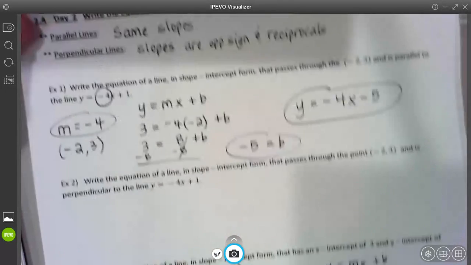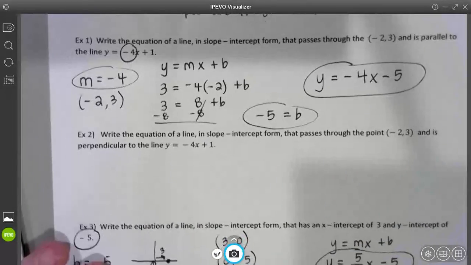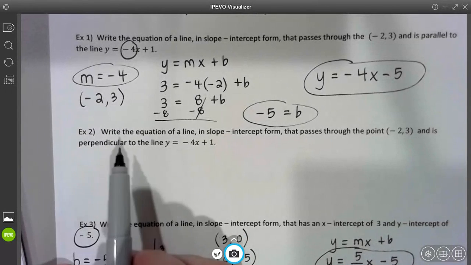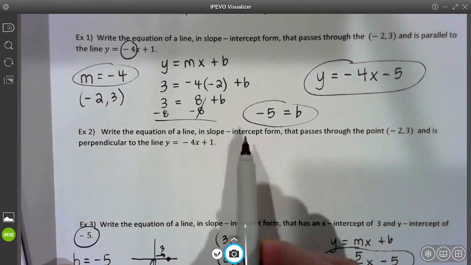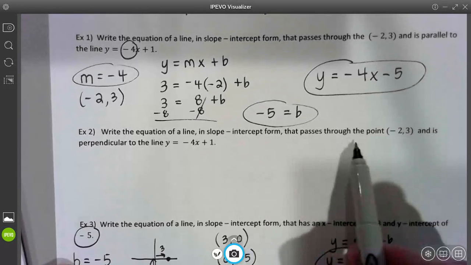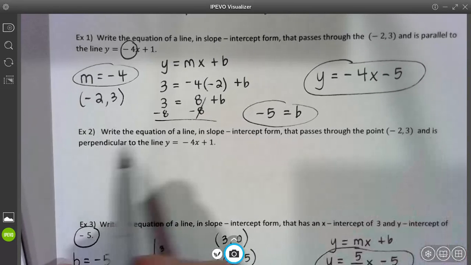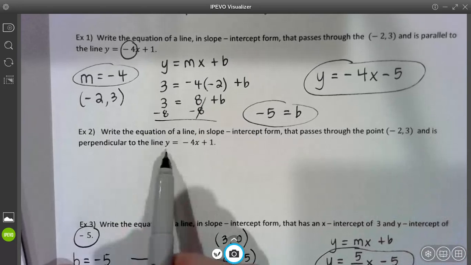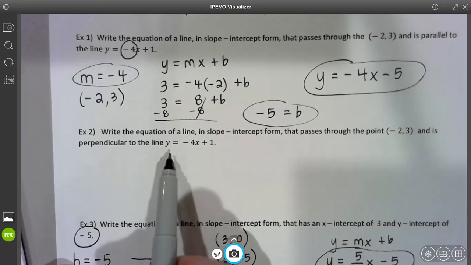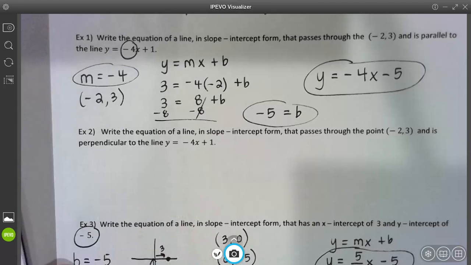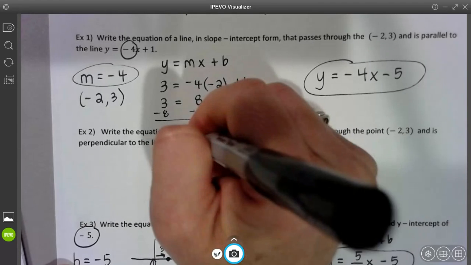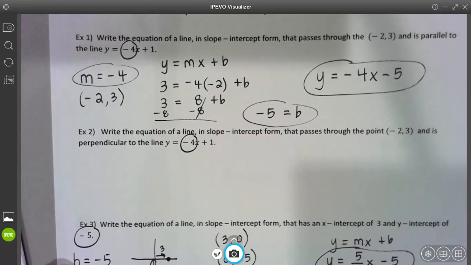All right, let's look at example 2. It's almost the exact same problem. All right, it says, write the equation of a line in slope-intercept form that passes through the point -2, 3, right? So we got a point, and our line has to be perpendicular to the line y equals -4x plus 1. Again, the only reason they're telling you this is to give you a clue about what your slope needs to be. So we already said the slope of this line, the given line, is -4.